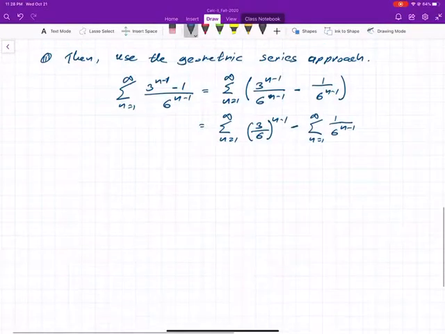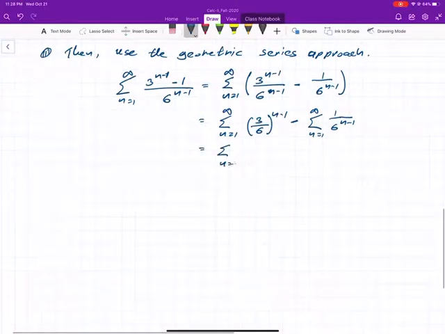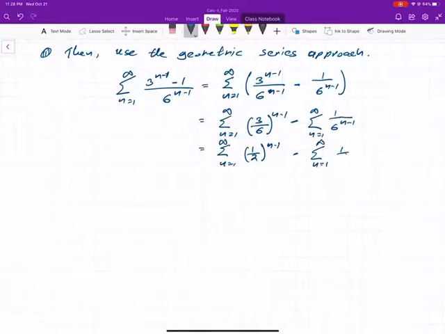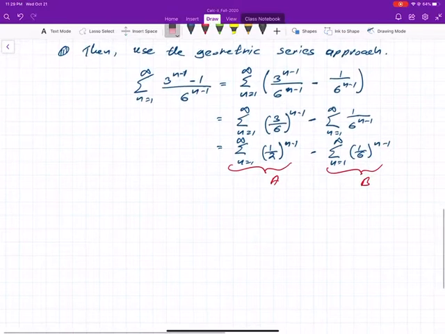Alright, now you can simplify this as sigma n goes from 1 to infinity, half to the power n minus 1, minus sigma n goes from 1 to infinity, 1 over 6 to the power n minus 1. Okay, let's consider this as series A, that as series B. So you have two series now. You have to evaluate each series separately. Let's consider A first.